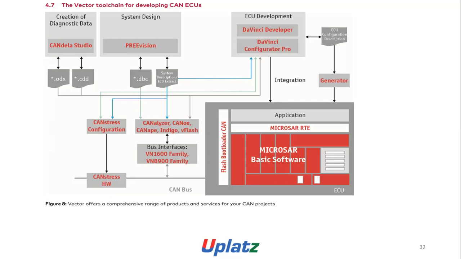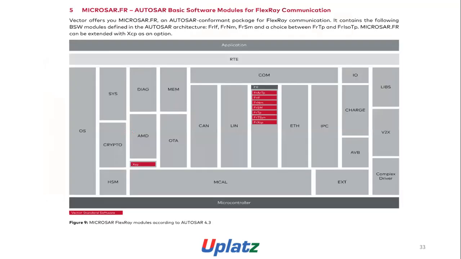Vector offers a comprehensive range of products and services for CAN projects. MICROSAR FR, AUTOSAR basic software module for MICROSAR communication. Vector offers you MICROSAR FR and the AUTOSAR power package for MICROSAR communication. It contains the following BSW modules defined in the AUTOSAR architecture: FrIf, FrNm, FrSm, and a choice between FrTp and FrISOTp. And MICROSAR FR can be extended with XCP as an option.